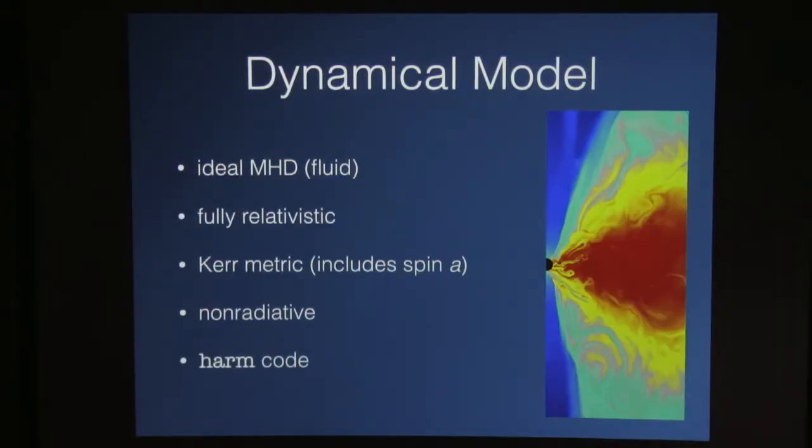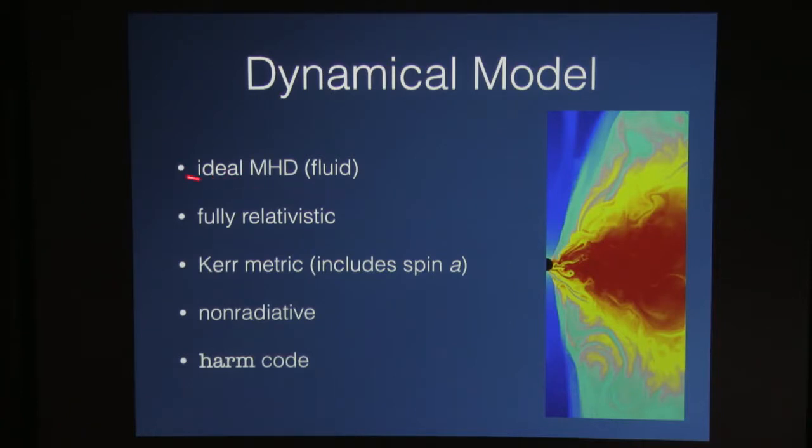Okay, so to build models that anticipate what Event Horizon Telescope will see, we need a model for the accreting plasma, and then we need a model for the emergent radiation. And for the accreting plasma, we've built fully relativistic MHD models. So this is old news, but I need to explain it for what follows.